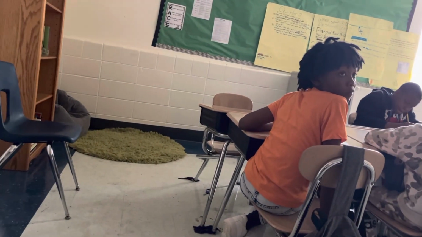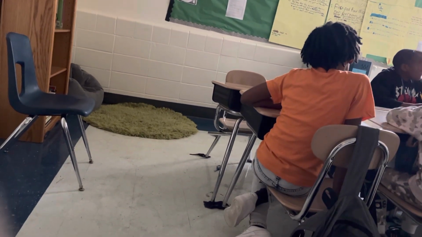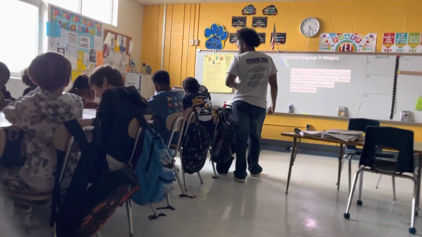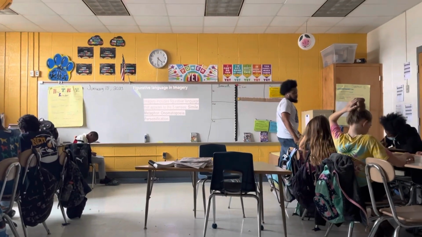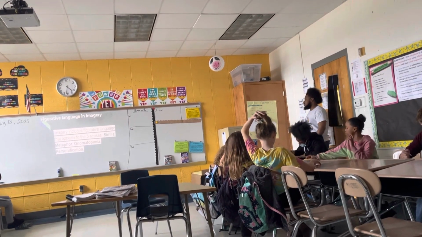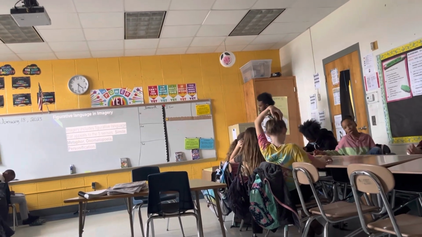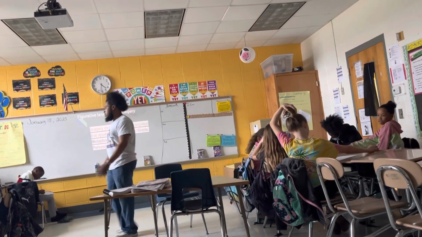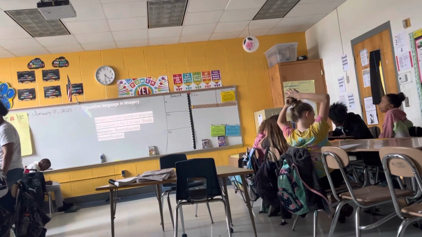Great job. Y'all got this written down? Yes, sir. All right. It's written down in that section where it says imagery can include figurative language that appeals to the five senses, such as, you're going to write down simile, metaphor, onomatopoeia, and personification. So y'all write that down right quick. Sounds like we got it written down.